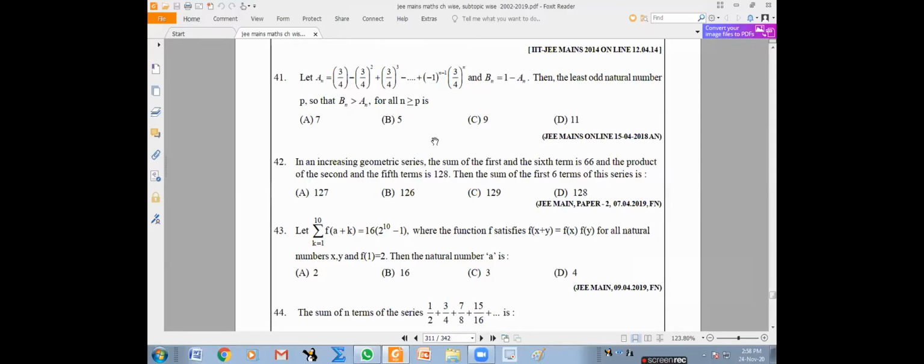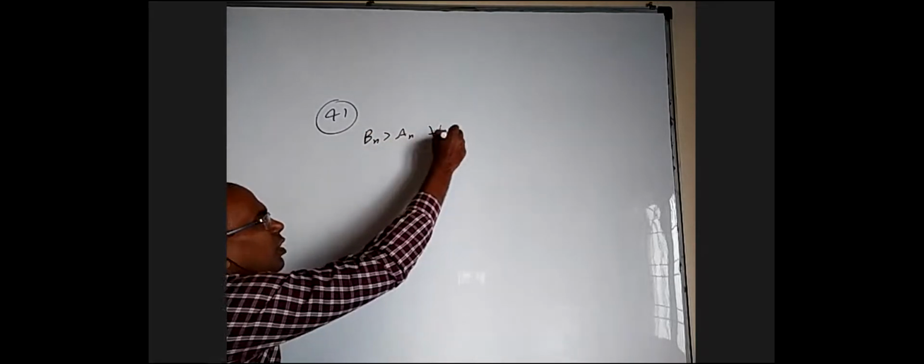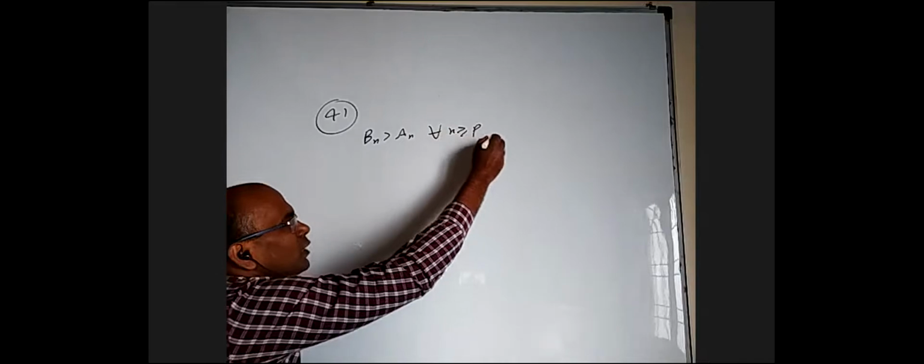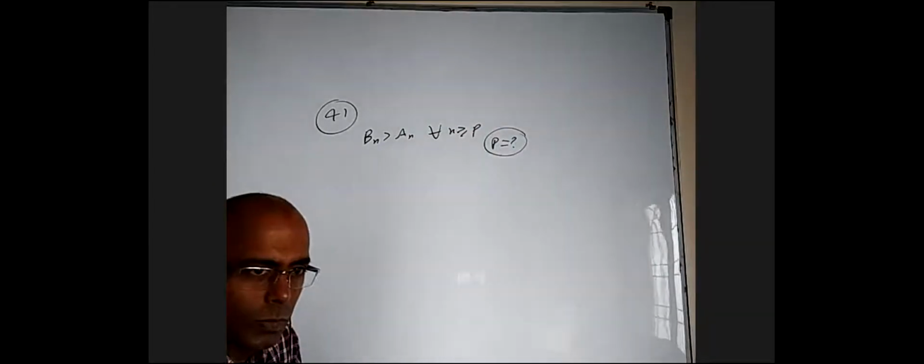They want Bn to be greater than An for all n greater than or equal to P. What is that P? That is the question.